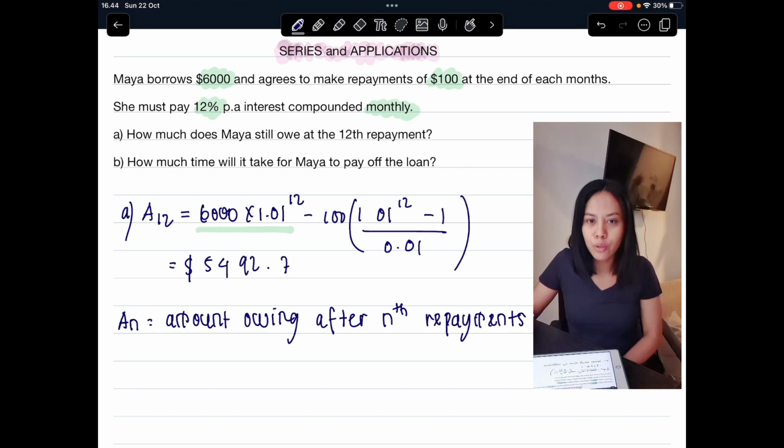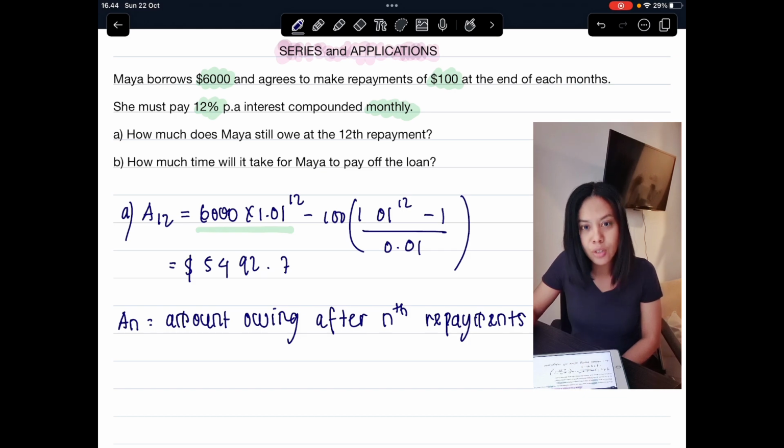Maya borrows $6,000 and agrees to make repayments of $100 at the end of each month. She must pay 12% per annum interest, compounded monthly. Question A, how much does Maya still owe after 12 repayments? And question B, how much time will it take for Maya to pay off the loan?